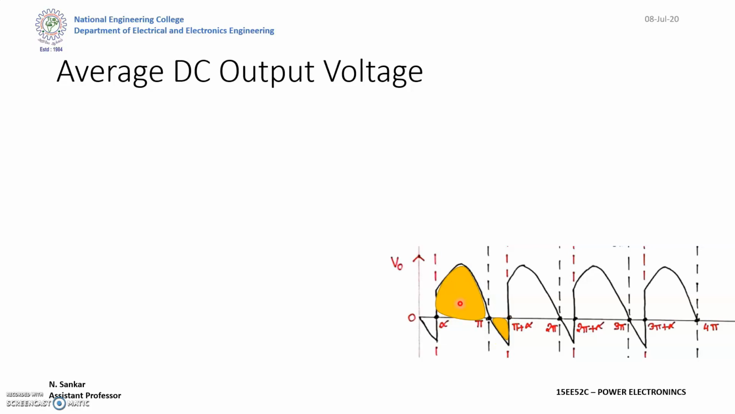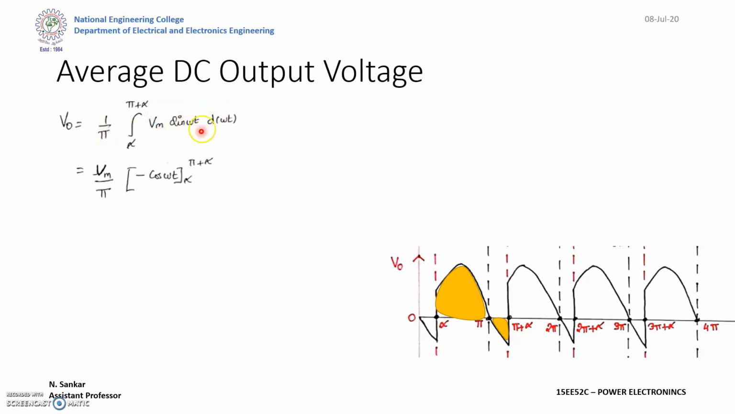For the average voltage, the formula is the area of the waveform divided by the time period. So here the time period is 0 to pi. The waveform is from alpha to pi plus alpha of Vm sin omega t d omega t, because here we are taking the x-axis as omega t, so we are integrating with respect to d omega t.